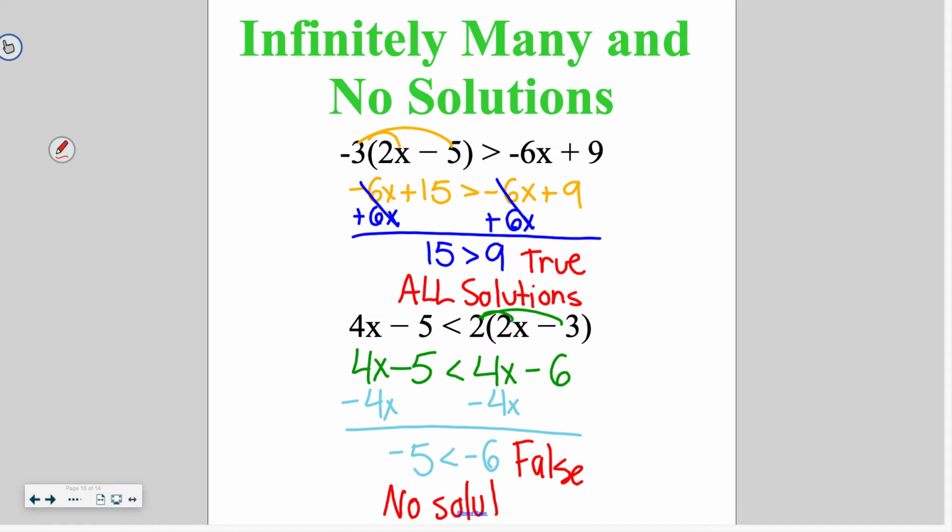It won't matter what number you plug in. This problem will not work out to be a true inequality. So again, if you have variables that match, so negative 6x, negative 6x, in this case it was 4x and 4x, you're going to fall into one of those two situations, either with infinitely many, if you get a true statement, or no solutions with a false statement.